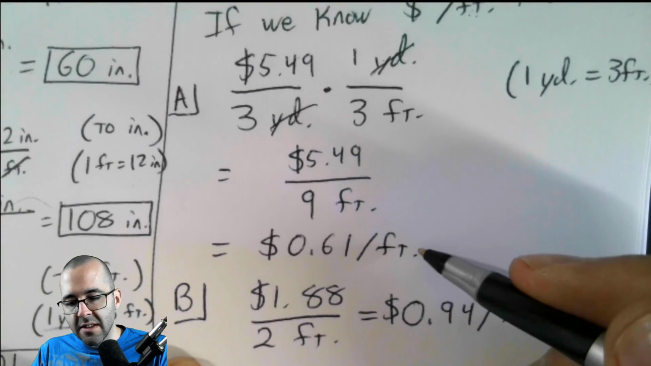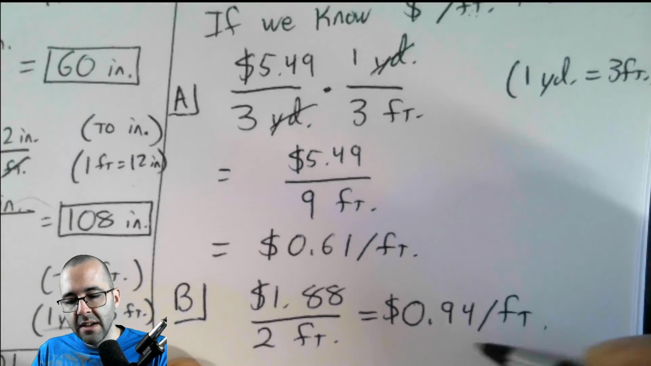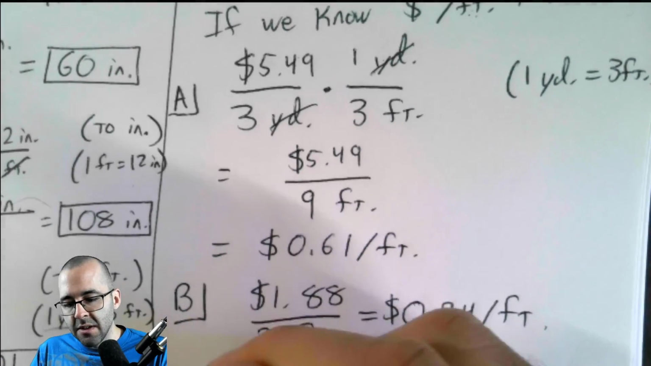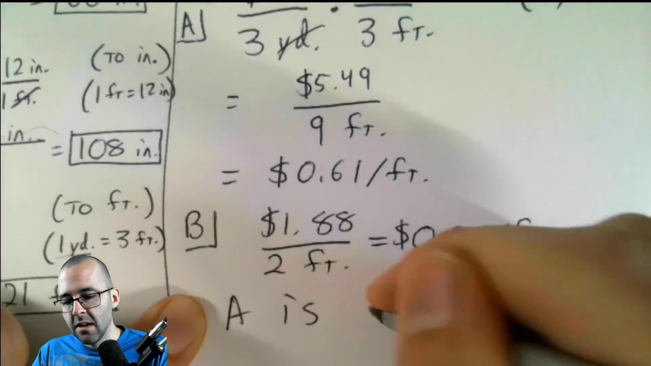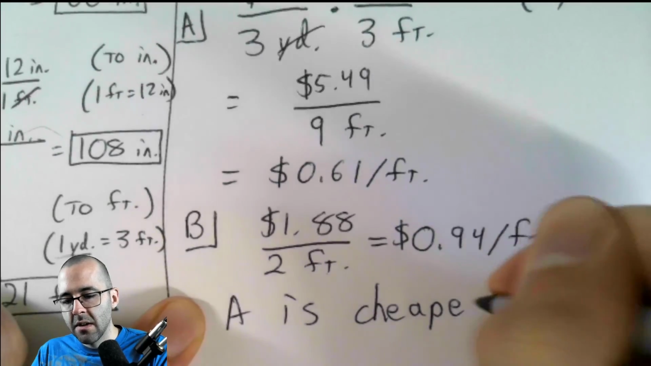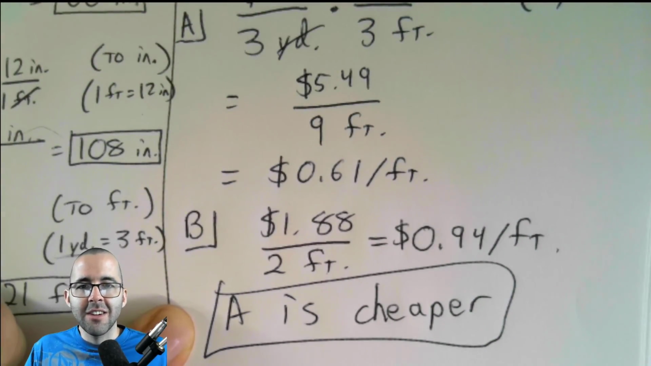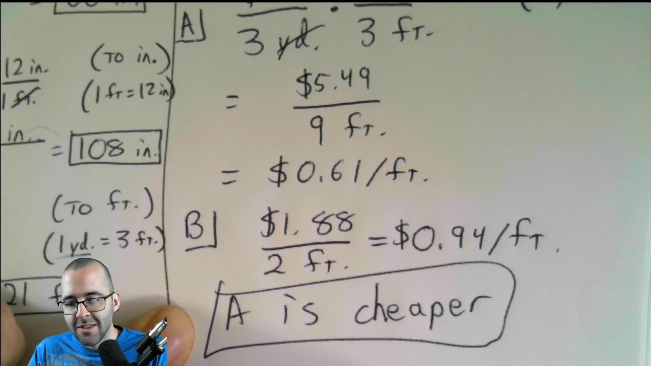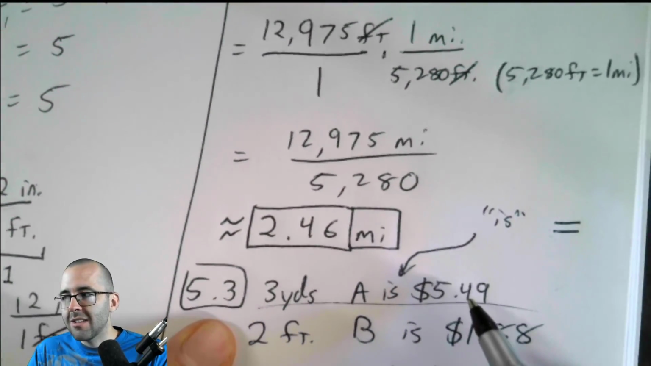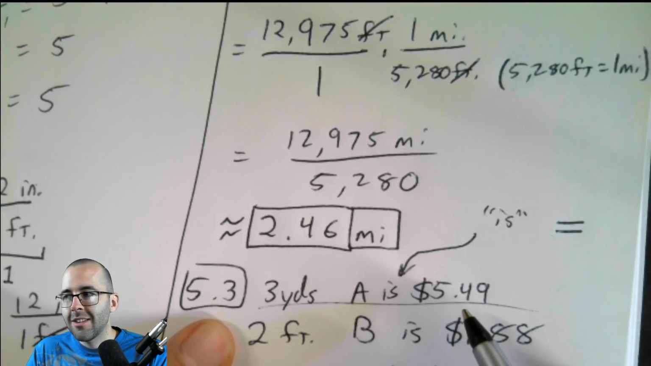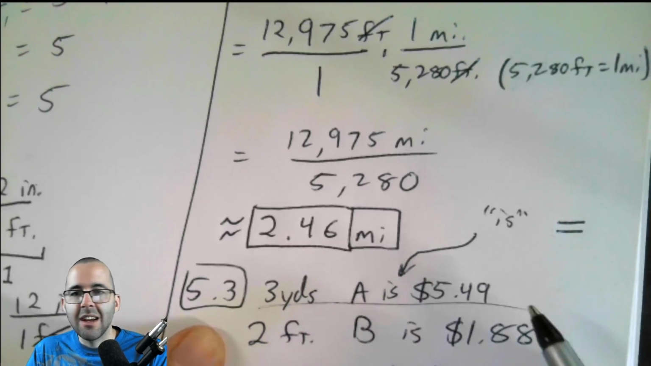So A is 61 cents per foot. B is 94 cents per foot. So A is cheaper. I think that's what we were asked to do. You should always make sure. Which tubing is less expensive? A is less expensive. So even though if you don't look at units, A looks like it's more, if you look at the units, A is actually cheaper.